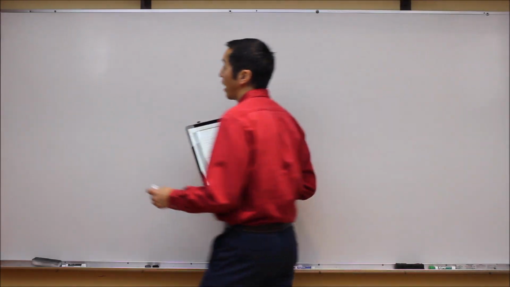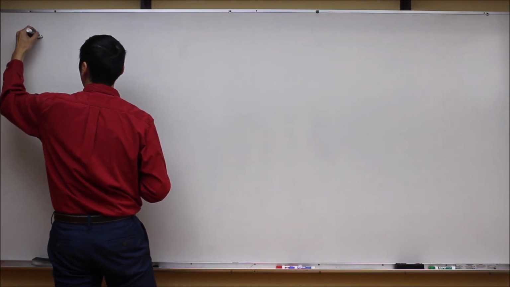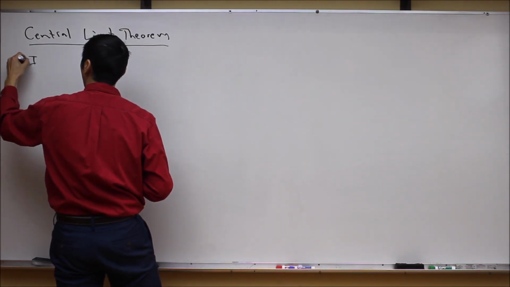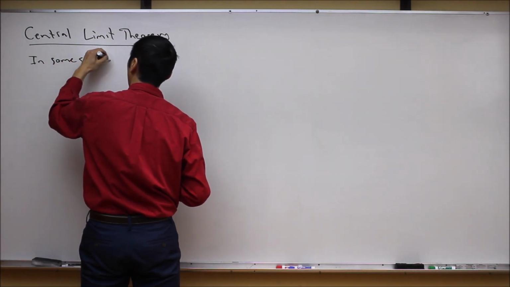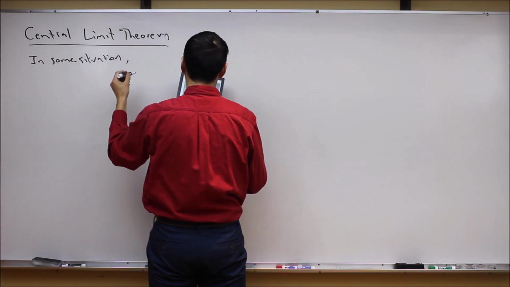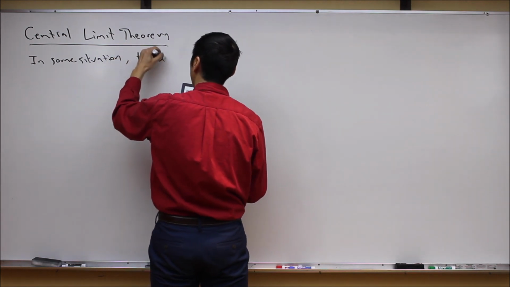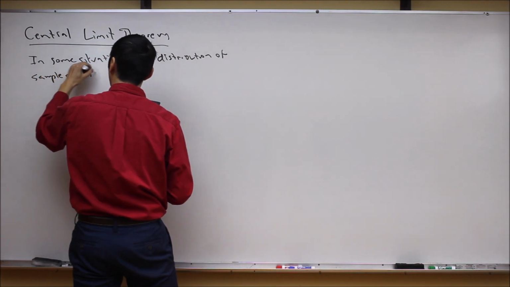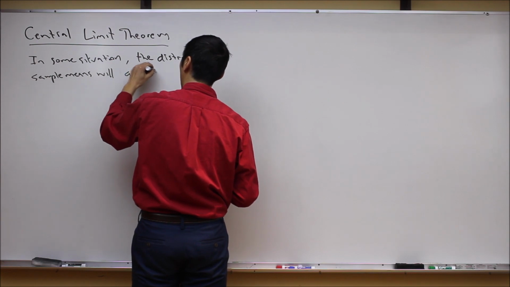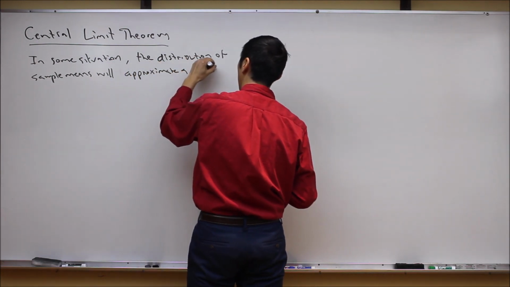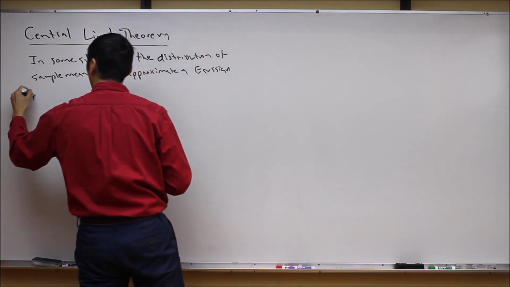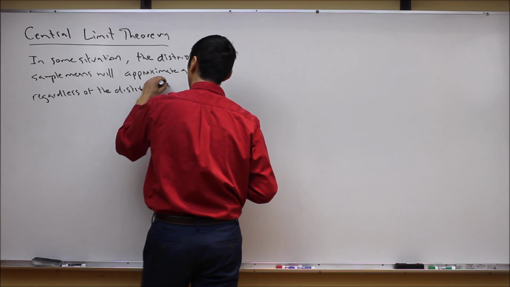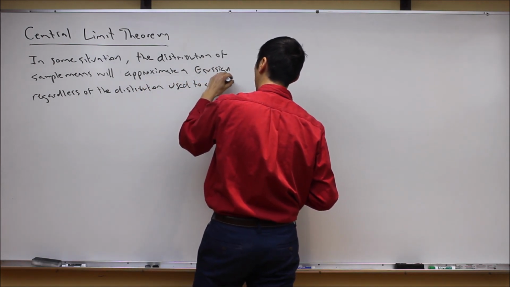All right, and no discussion of Gaussian and normal distributions would be complete without a discussion on the central limit theorem. The central limit theorem basically states that in some situations, and we'll see that there are actually quite a few situations that fall into this category, the distribution of sample means will approximate or converge to a Gaussian regardless of the distribution used to generate the samples.